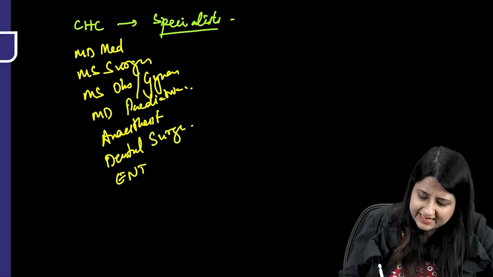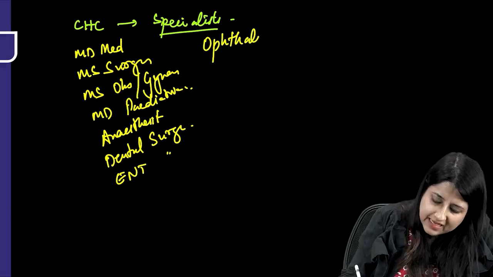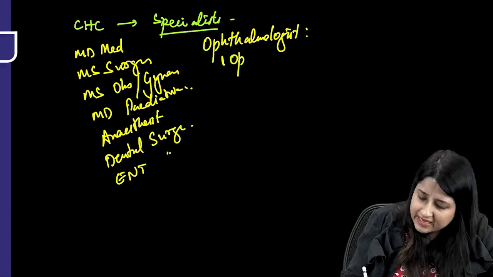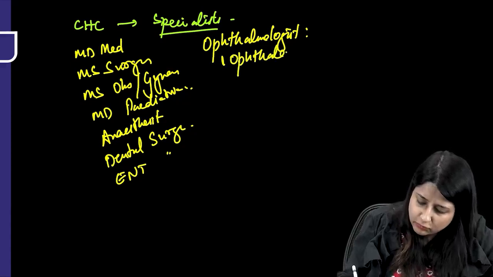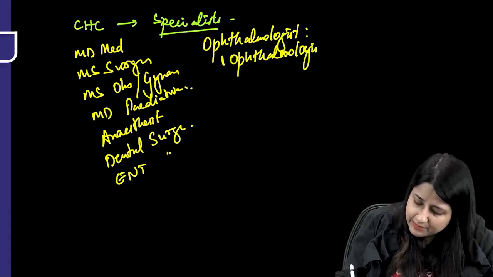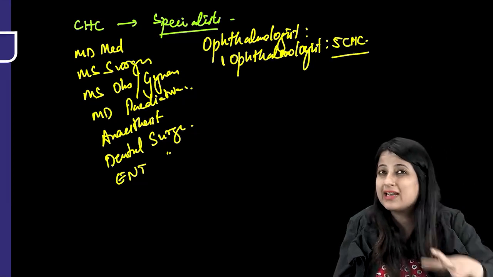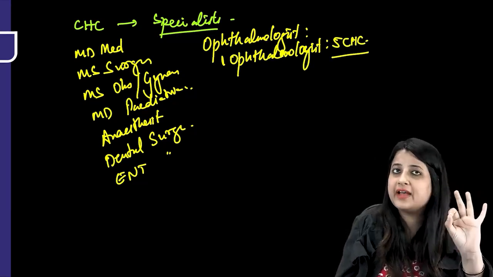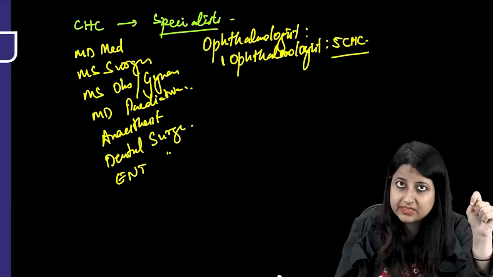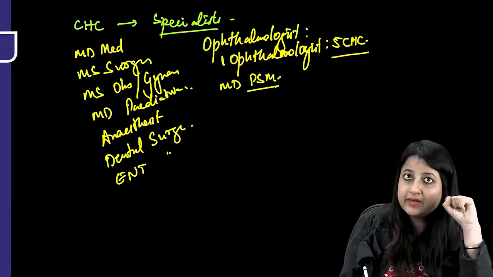Ear, nose, throat, ENT is also present. Ophthalmologist, very important. Ophthalmologist, they ask a lot of questions. Please remember, one ophthalmologist, this is a PYQ, one ophthalmologist can be present technically up to how many CHC? 5 CHCs, 1,20,000 almost for 5 lakh population, but WHO says that one ophthalmologist should be present for 50,000 population. Then we also have an MD PSM over here.